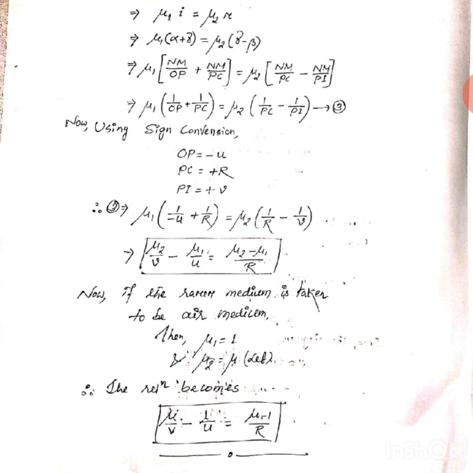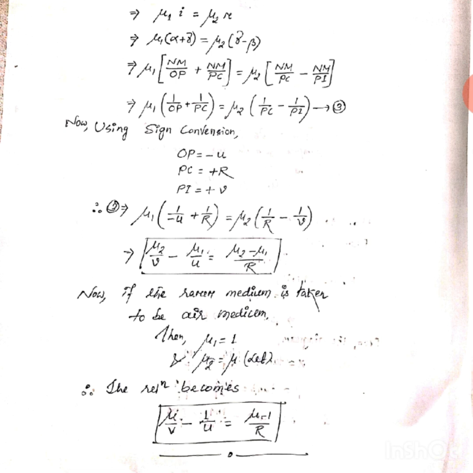Now if we put these values in equation 3, what we can get? You see, mu 1 by, in place of op it is minus u. So just putting the values we will get the formula. This formula is called the spherical surface formula.